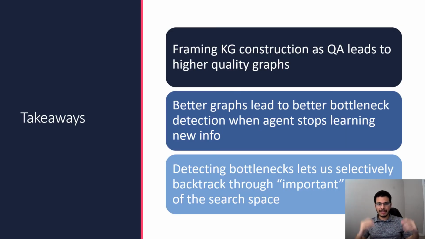Okay, so the 3 main takeaways here are that framing knowledge graph construction as question answering leads to higher quality graphs. Better quality graphs lead to better bottleneck detections when an agent stops learning new information. And detecting bottlenecks lets us selectively backtrack through the important parts of the search space in order to surpass them.